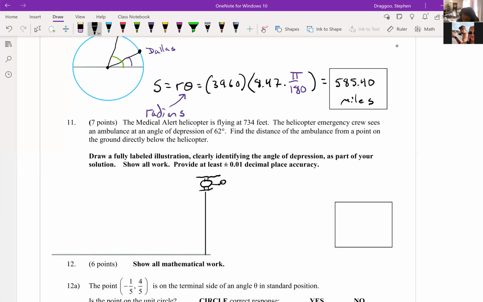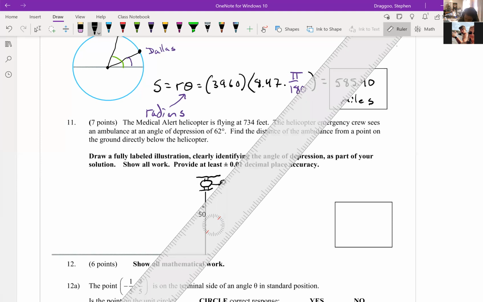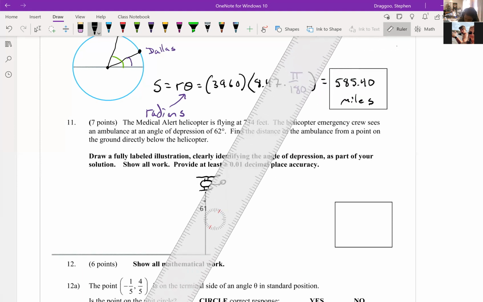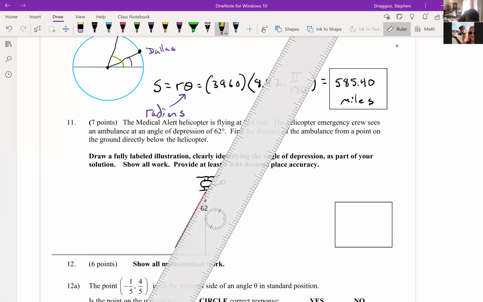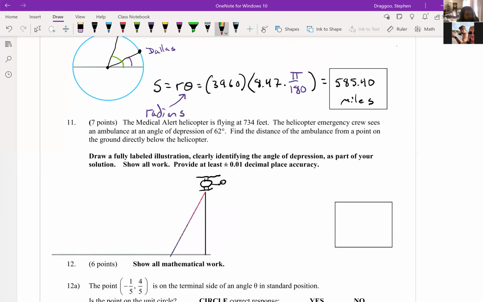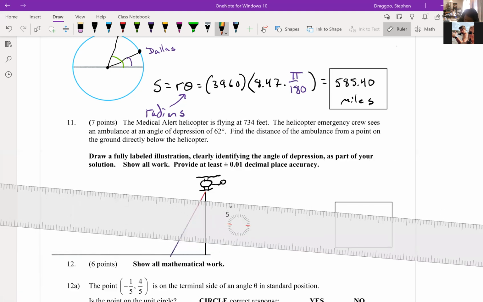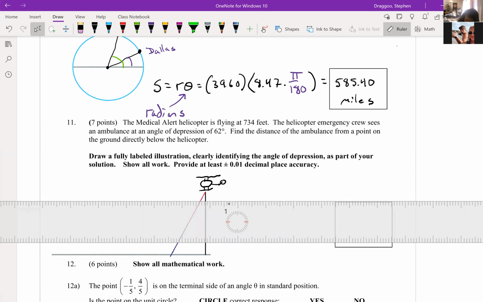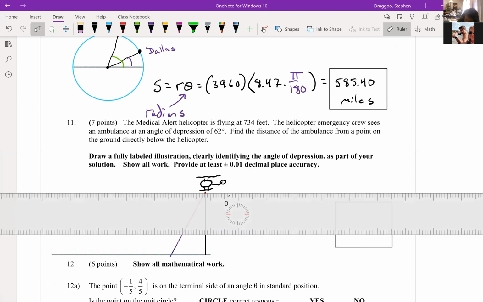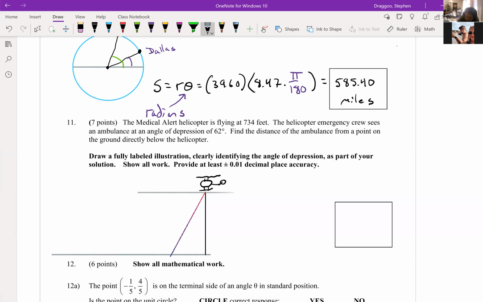Yeah, helicopter. Okay. And then it spies that ambulance at an angle of depression of 62 degrees. So we'll measure ourselves a 62. Oh man, this is going to be pretty sharp. Cool. There we go. Got ourselves a 62-degree angle. Next thing we should do is draw that horizontal line up at the top where our helicopter is. Come on, there we go. Settle at 0 degrees. And since we know we had an angle of depression, that means that this exterior angle right here should be 62 degrees.